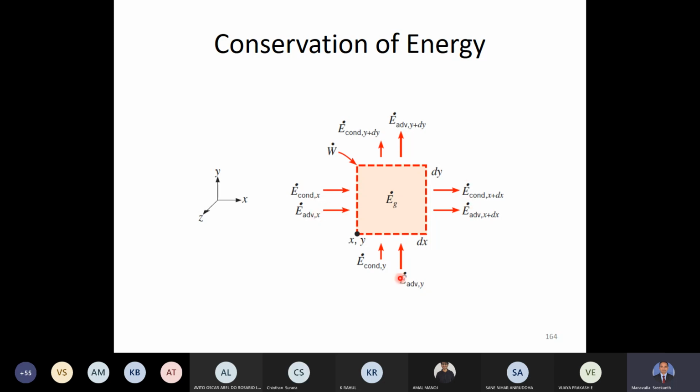Similarly, energy conducted and convected in the y direction. So all these things, if you put together, sum them, and the net energy conducted in the x direction and y direction, the total sum should be equal to 0. That's where we say the energy conservation is taking place, or the energy is conserved.